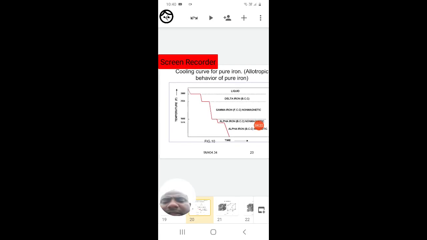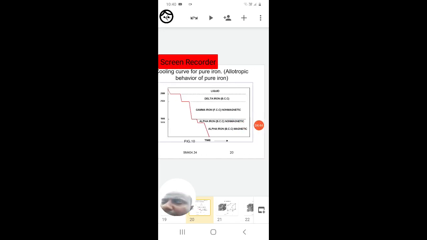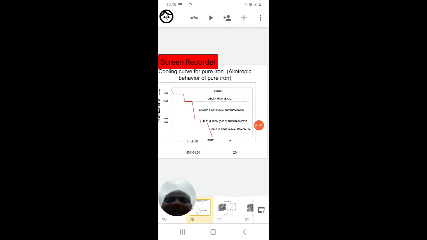Next, from 2554 to 1666, this type of iron is called gamma iron, and from 1666 to 1414 Fahrenheit, all in terms of Fahrenheit, it is called alpha iron. So you see the temperature versus time transformation in the cooling of pure iron. At different temperatures it exhibits different types of iron and different types of structures also.